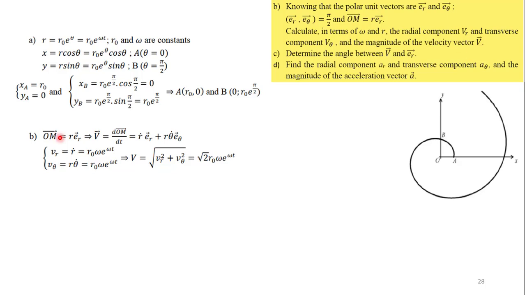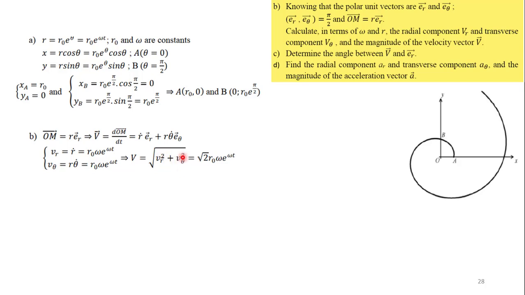We can directly use the definition of Vr as r dot. We know that r is equal to r0 e^(omega t), so r dot will be equal to r0 omega e^(omega t). And V theta is equal to r theta dot. These are the definitions of Vr and V theta. Theta dot is omega, in fact, so you will get the expressions of Vr and V theta. And finally, we can deduce the magnitude of the velocity vector, which is equal to the square root of Vr squared plus V theta squared.